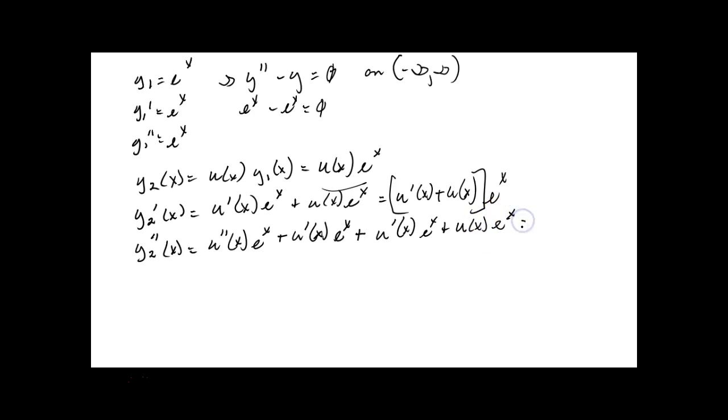Got it. And now if we factor out the e to the x here, what do we have left? u double prime of x plus 2 u prime of x plus u of x. Now, I don't know if that's any better to write it that way or not, but it's a little bit shorter. We combined some terms and factored it out and that kind of stuff.